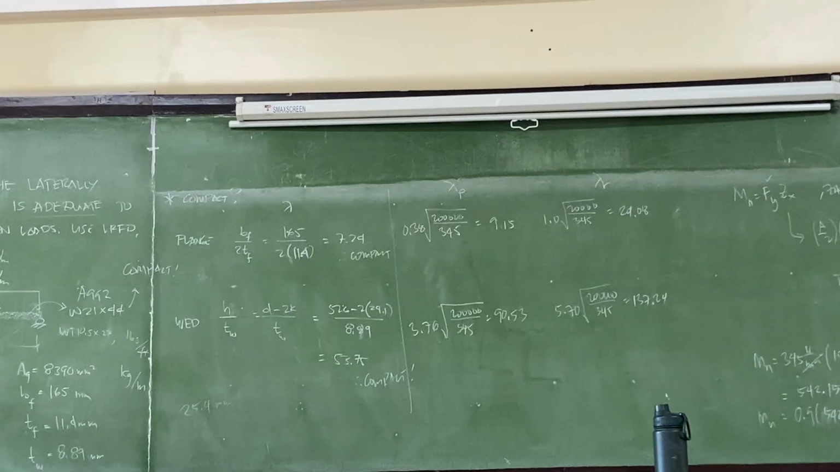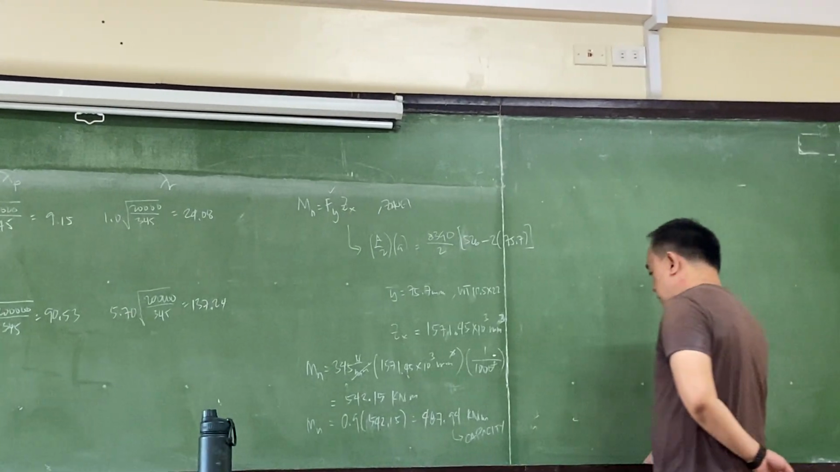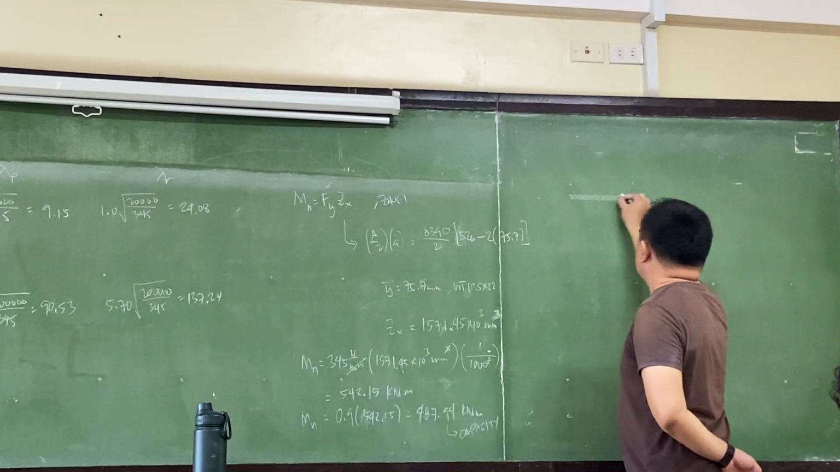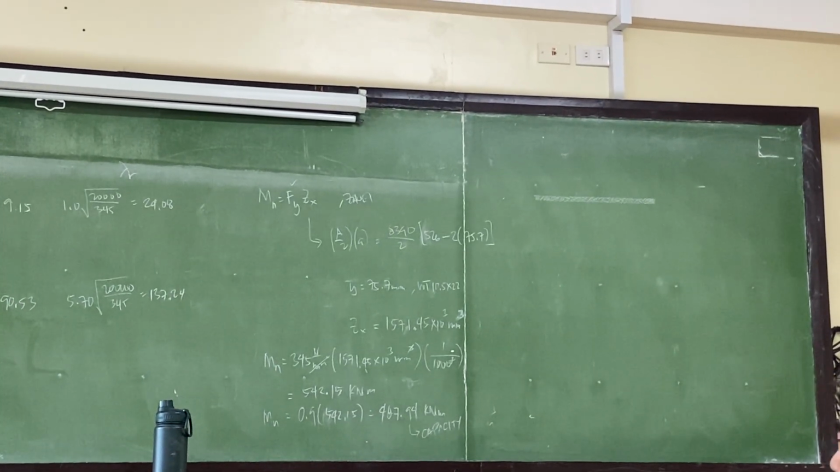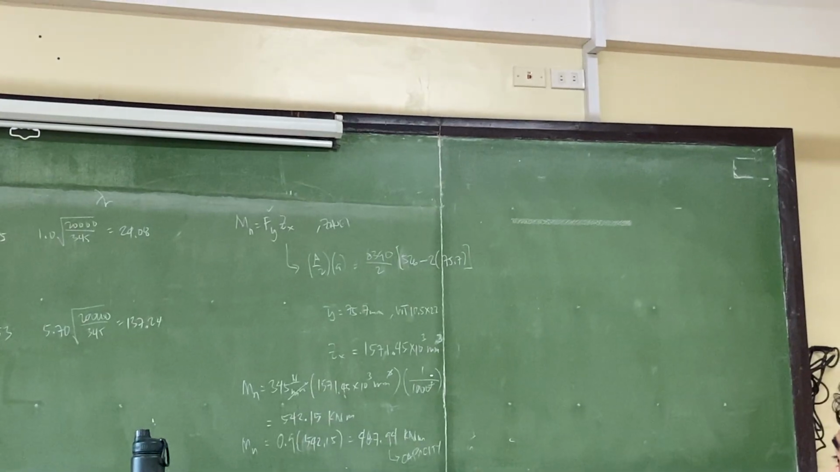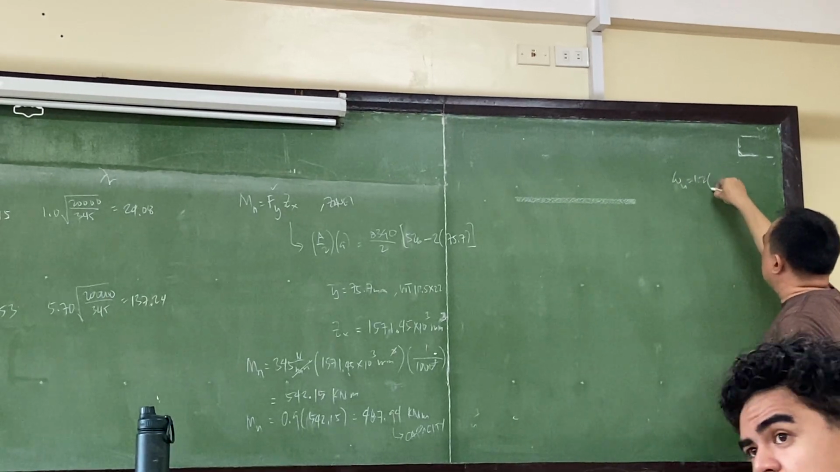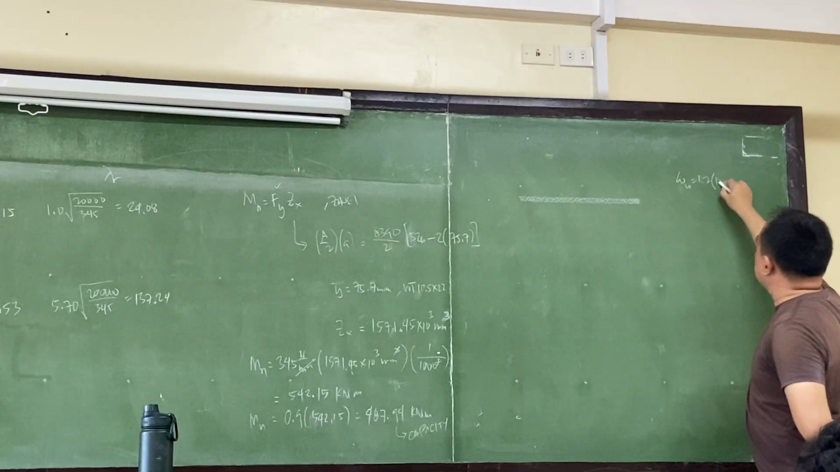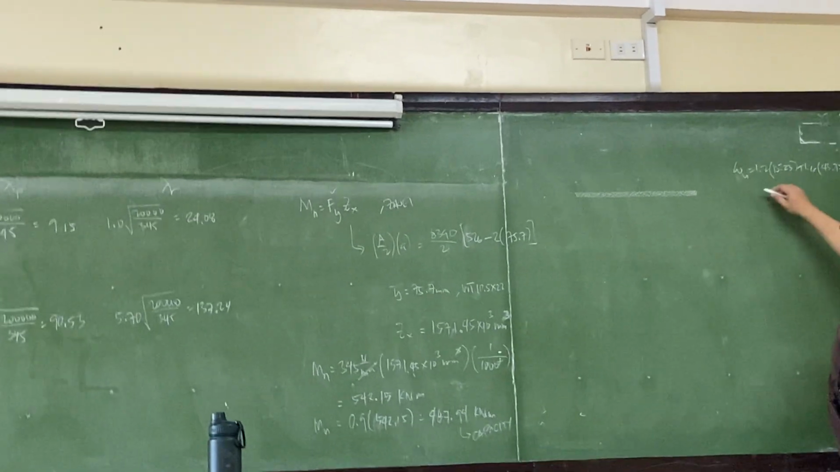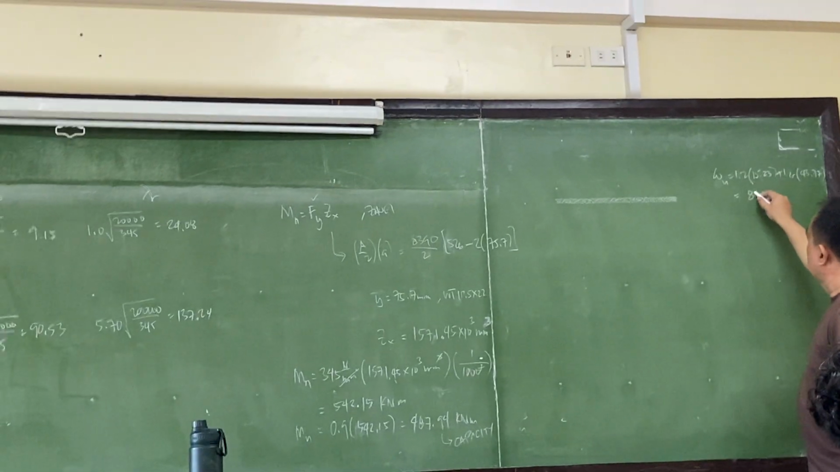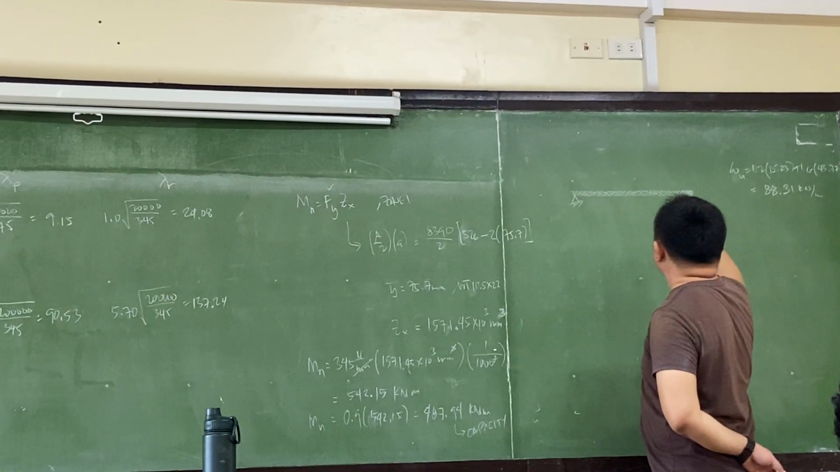So we will try to compute the moment of that. Let's just include the self-weight. Including self-weight, we have Wu, ultimate, 1.2 times 15.8 plus 1.6 of 40.77. So that is 88.31 kN per m.